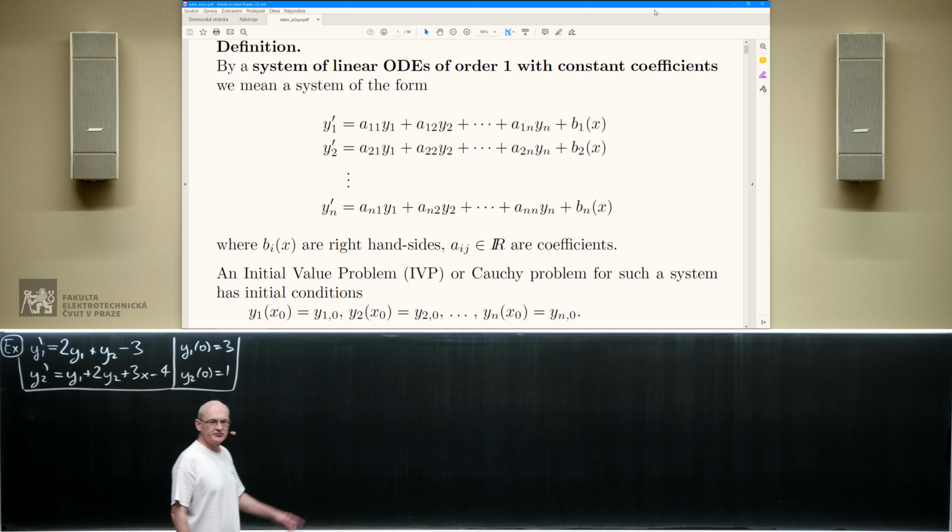Hello. Today we will start investigating a new type of differential equation. Namely, it will be systems of differential equations. We can see the formal definition on the slide. We can see a representative example. And what do we see?